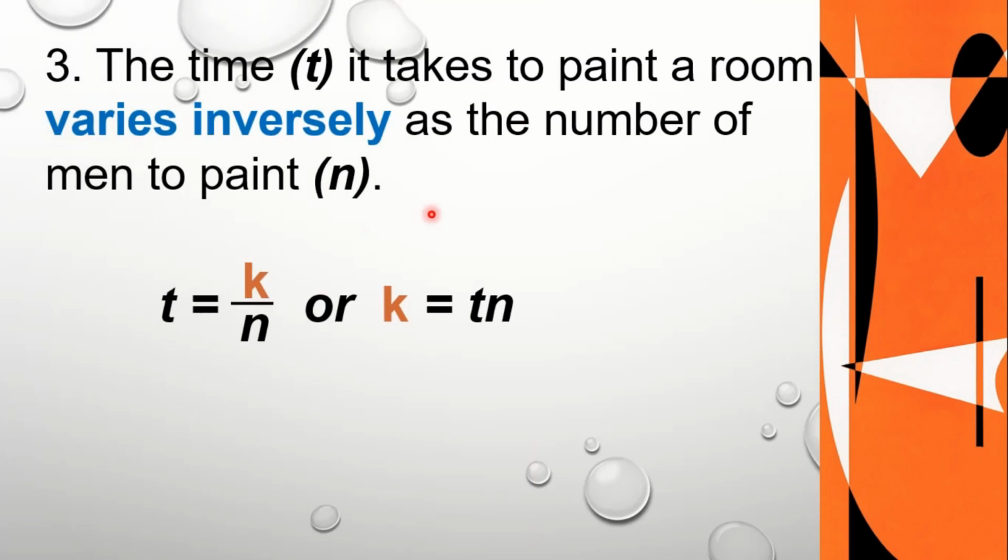3. The time it takes to paint a room varies inversely as the number of men to paint. So the two quantities, T for time and N for the number of men. So we write T is equal to K over N, or K is equal to T times N.